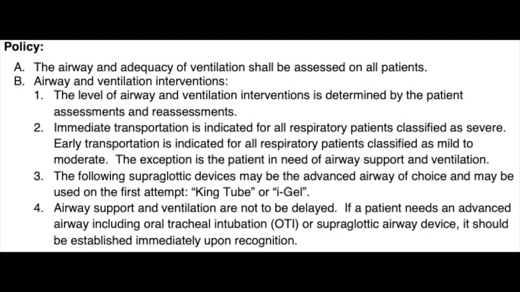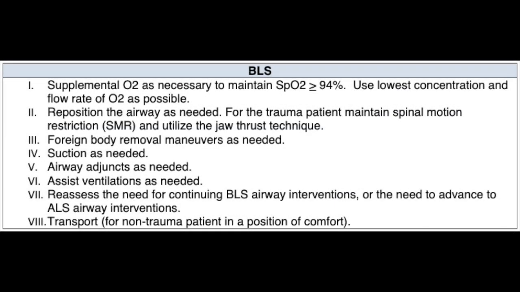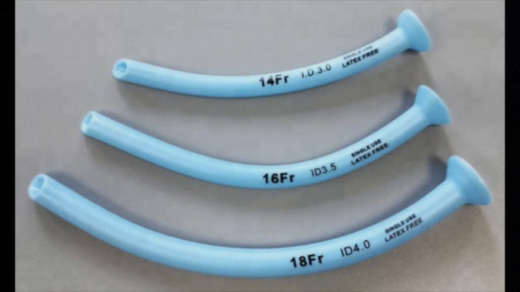For severe respiratory distress, all of these patients require immediate transport, and early transport for everybody else. The policy does say that you can use a King tube or an i-gel as an advanced airway of choice on the first attempt. The BLS side of things is giving them supplemental oxygen, and watching out for trauma patients, using jaw thrust. There are very simple things we can do to help someone in respiratory distress, and even someone heading into respiratory failure, that they may not be able to do, like clear their secretions using suction, and remove foreign bodies. Airway adjuncts are something that often gets forgotten. A nasopharyngeal airway is a best friend. Two of them are even better.